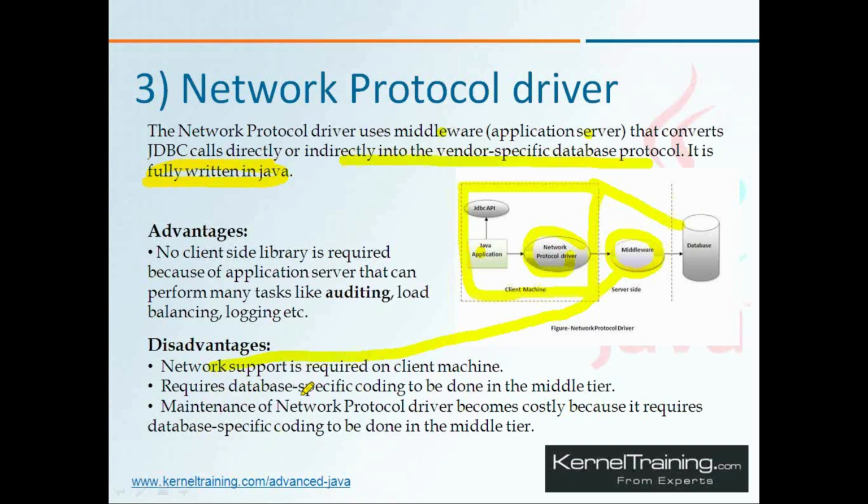And it requires database specific coding to be done to the middleware. That means whatever coding you are doing here should be specific to the middleware. And maintenance of network protocol drivers becomes costly also. There is also one drawback present in this driver. And the advantage is no client side library is required, because the application server can perform many tasks like auditing, load balancing and so on. So it does not require any kind of client side requirements. That is one advantage present in the network protocol driver.